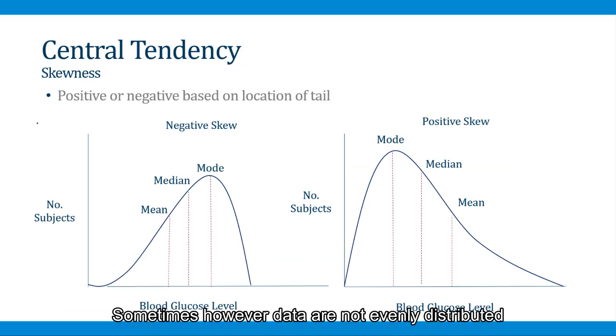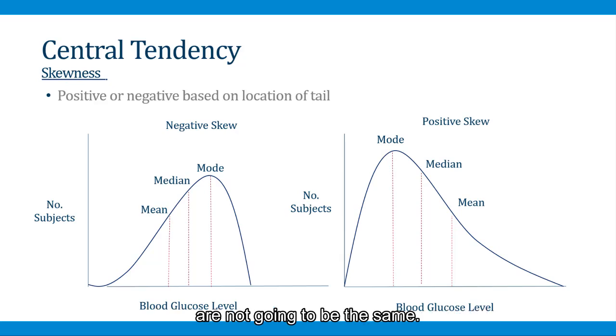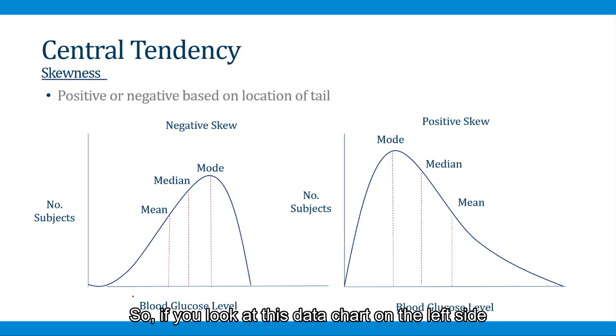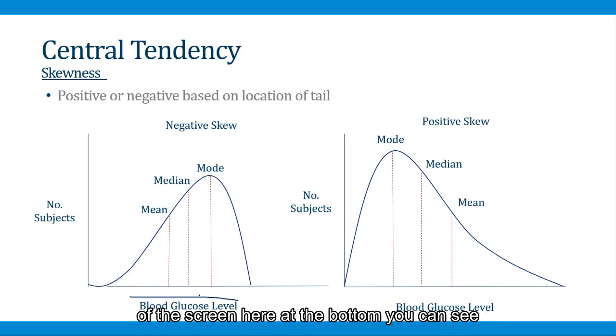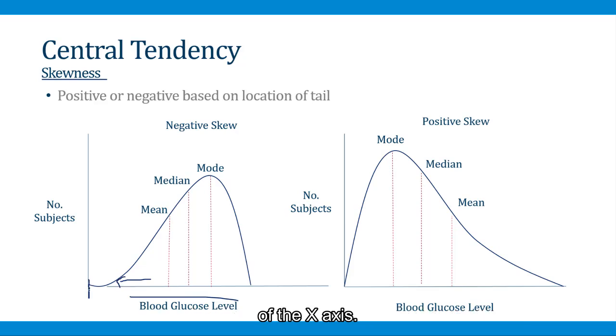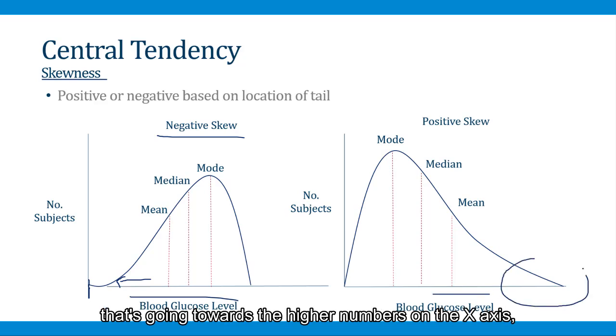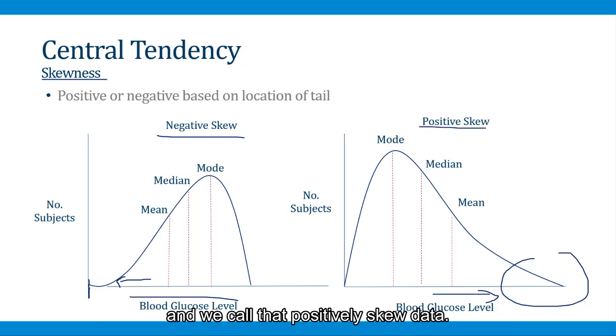Sometimes, however, data are not evenly distributed, and this is called skewed data or skewness of data. And in this situation, the mean, median, and mode are not going to be the same. So if you look at this data chart on the left side of the screen here at the bottom, you can see that it has this tail going down towards the low numbers of the x-axis. So when the data looks like that, we say it is negatively skewed. On the right, you can see that this data set has a tail that's going towards the higher numbers on the x-axis, and we call that positively skewed data.